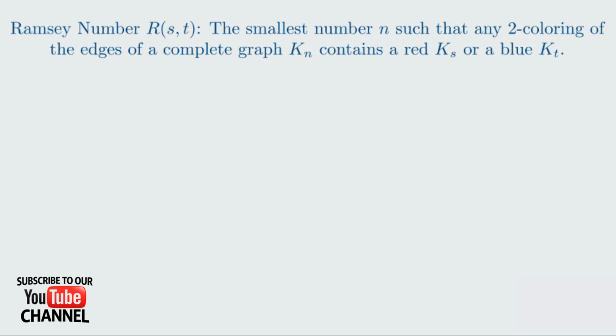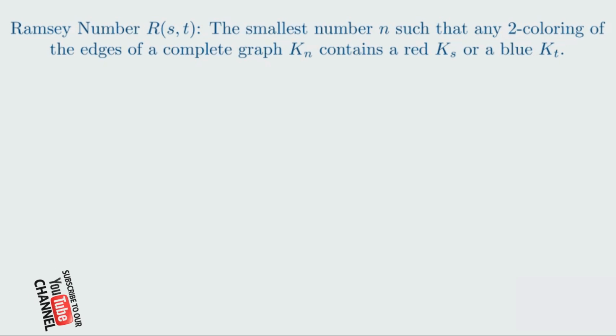Let's break that down. A complete graph means every vertex is connected to every other vertex by an edge. Coloring the edges means assigning one of two colors to each edge, like red or blue. The Ramsey number tells us how many vertices we need to guarantee that a specific pattern emerges, no matter how we do the coloring. It's a statement that complete disorder is impossible.